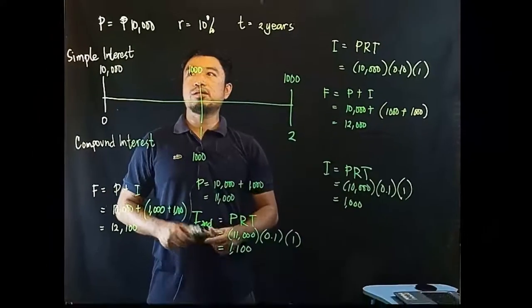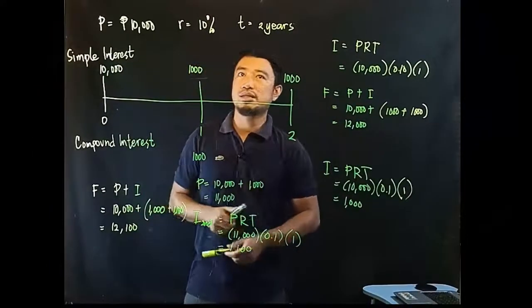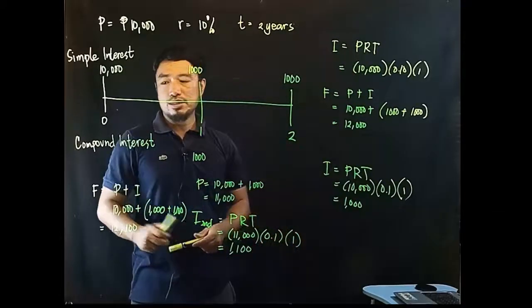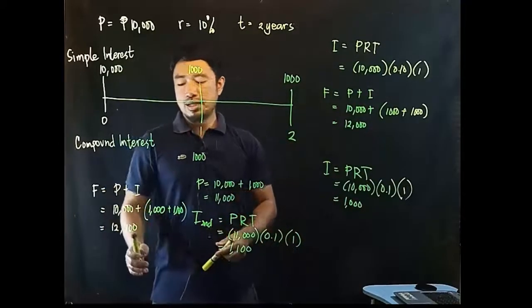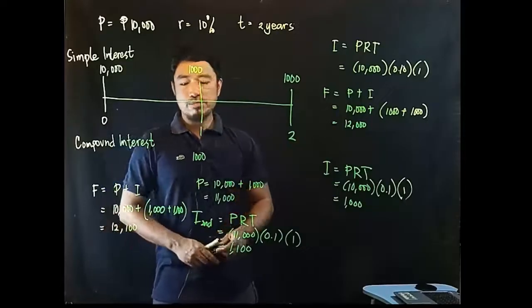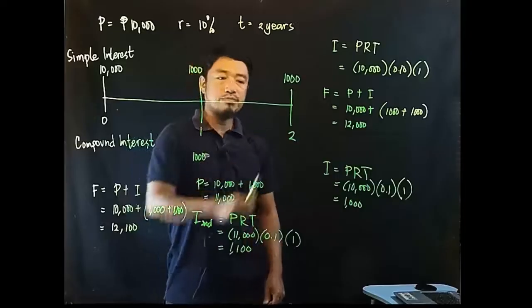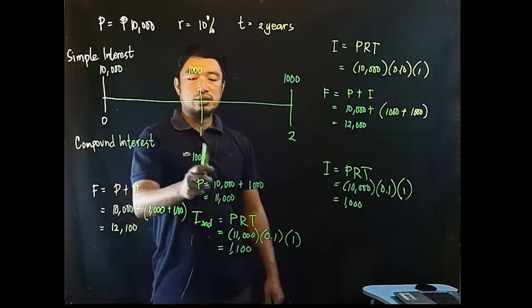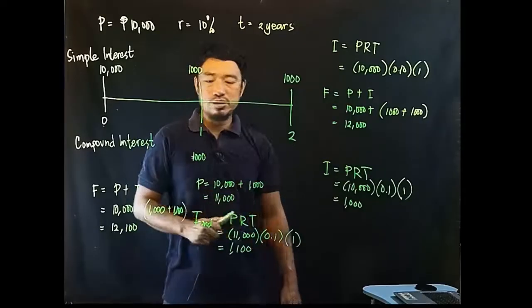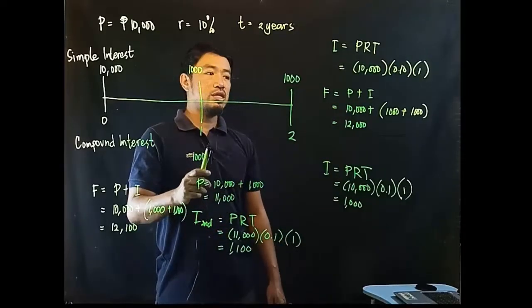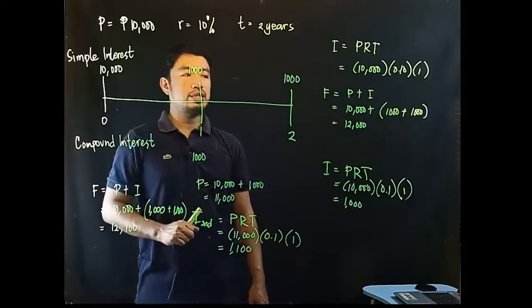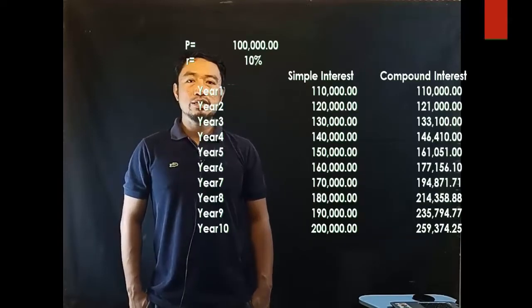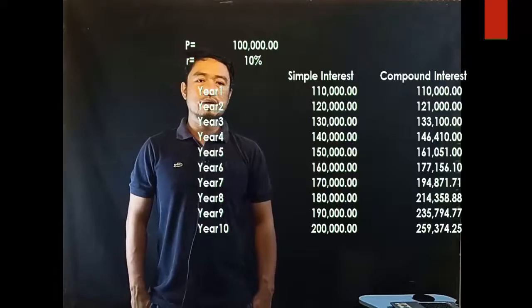So both of them started on the same original amount, same interest rate, same period of time, but compound interest gained an excess of 100 pesos simply because on the second period, its previous interest gained another 10%, which is equivalent to 100. The difference between compound interest and simple interest becomes more evident as we increase the number of years or increase the number of periods being considered in the calculation.